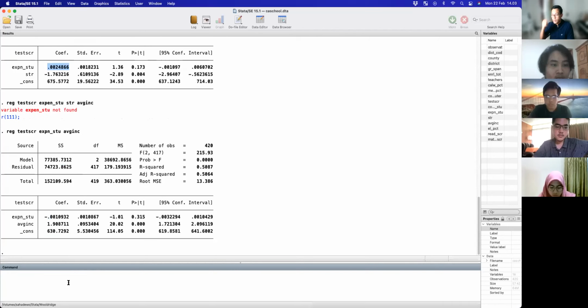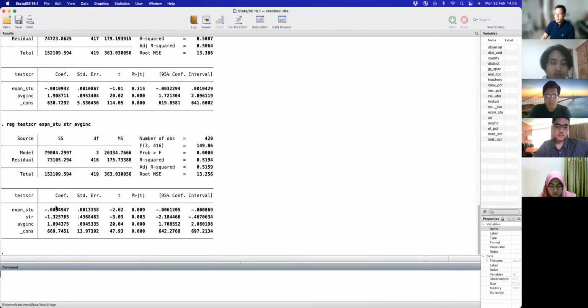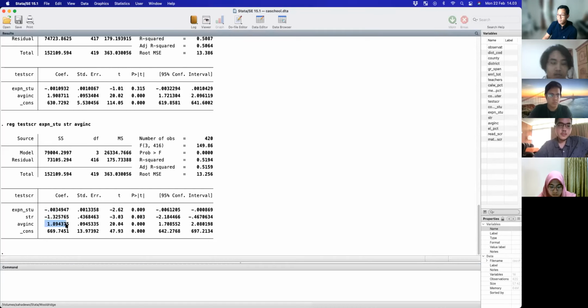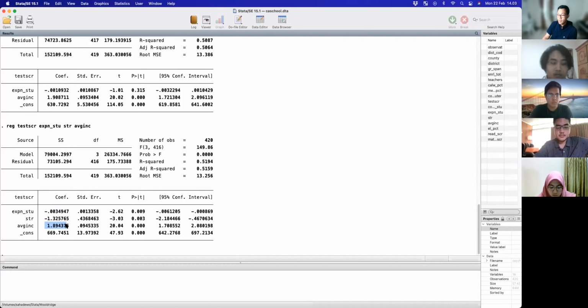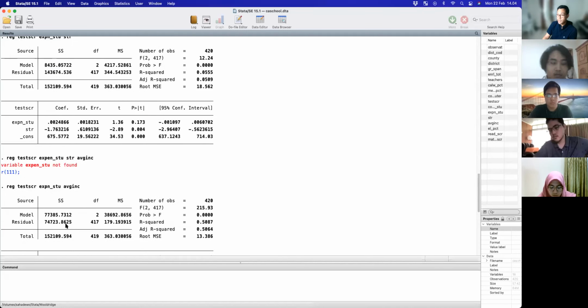Okay, and then we'll add the regression. Oh, I'm still leaving out one more. So reg test score, expenditure per student, student-teacher ratio, as well as average income, okay? And then after I add average income, we can observe that the coefficients have changed, okay?